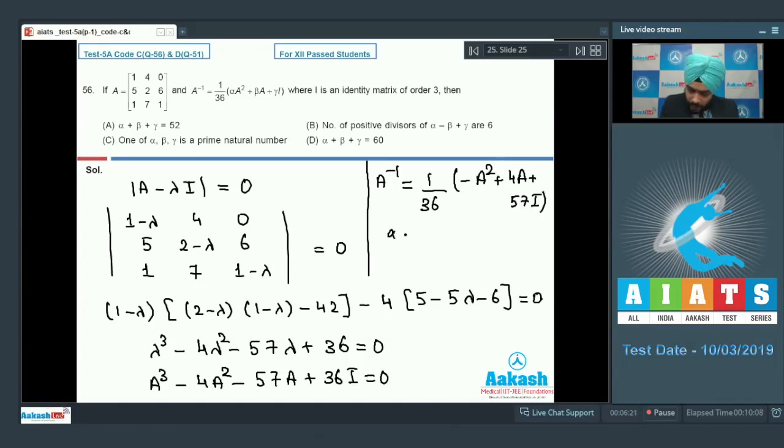So what is alpha? Alpha is minus 1. What is beta? It is 4. What is gamma? It is 57. Alpha plus beta plus gamma is 60. D is correct. A is wrong.